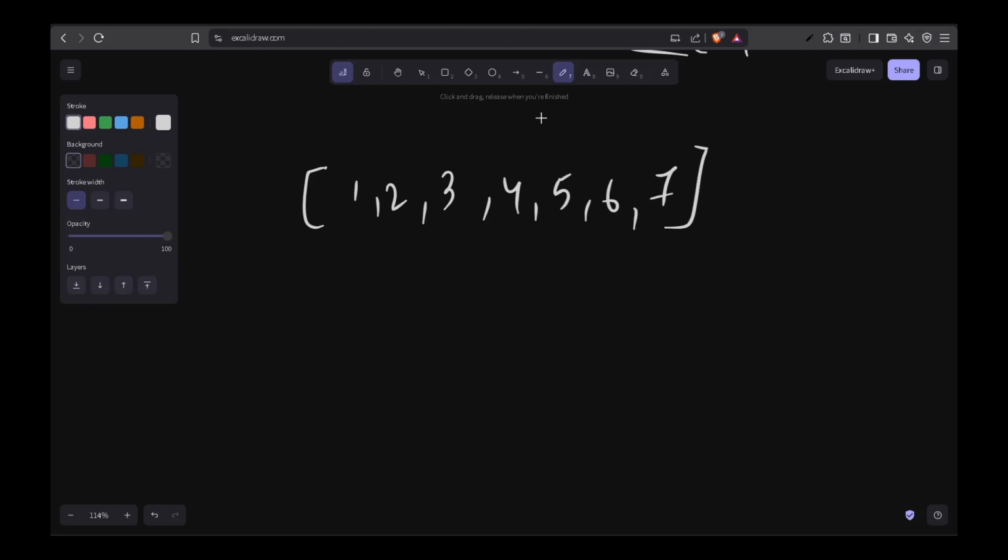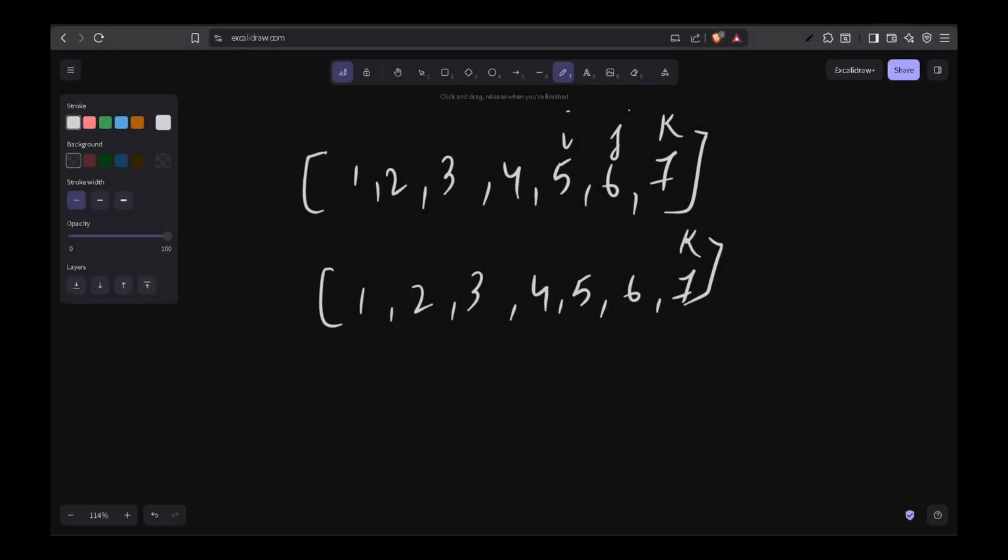So the last combination was i, j, k. This was the last valid combination we found, 5, 6, 7, right? But remember, i never moved to 5. i is still here, j is here, right? Now at this point we have counted up to here. Okay, we are done counting all these combinations.